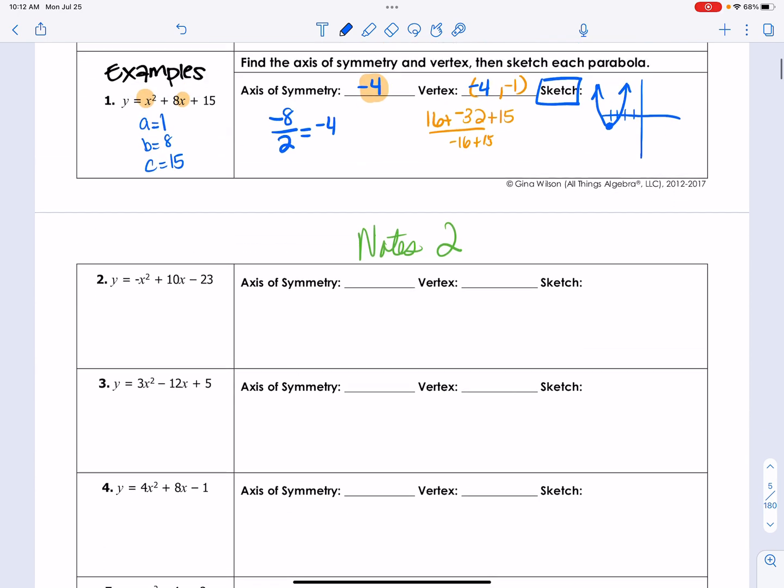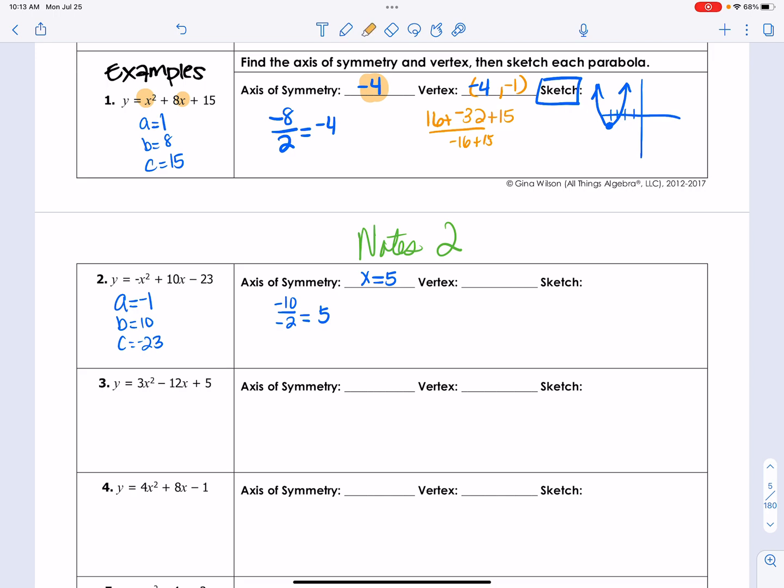Okay, so let's try another one. These get a little confusing. I always start by writing down a is negative 1, b is 10, c is negative 23. So my axis of symmetry formula is negative b over 2a. So that would be 5. So that means my axis of symmetry is 5.